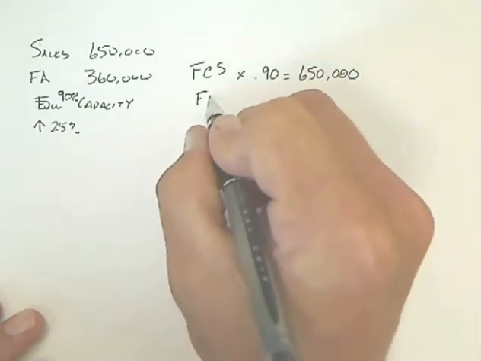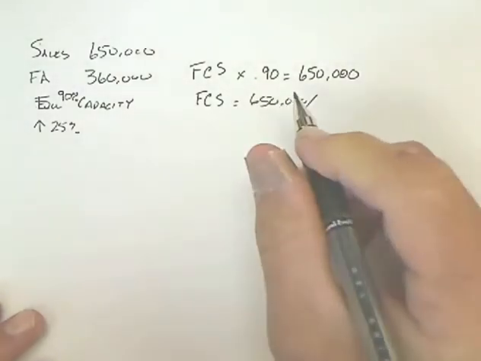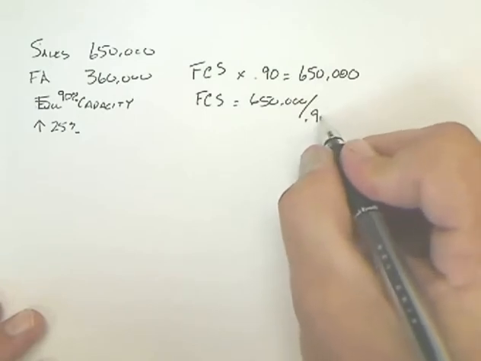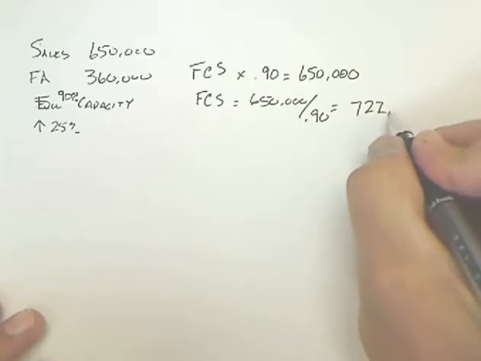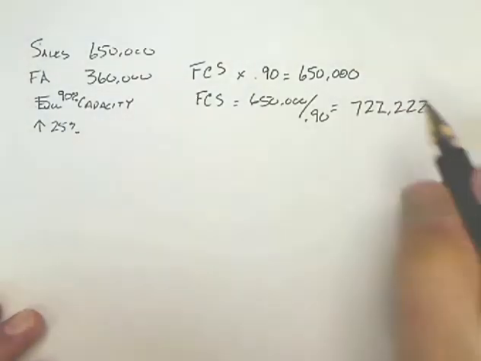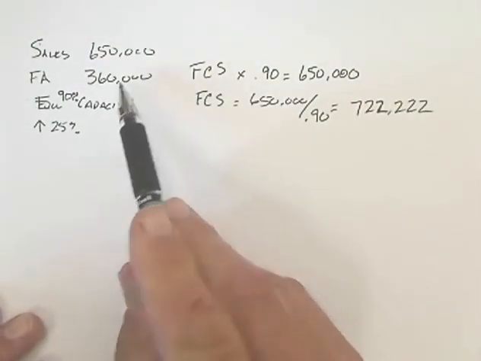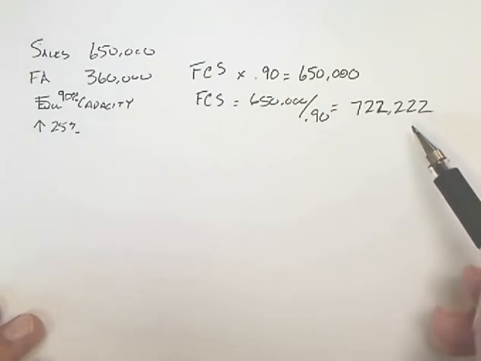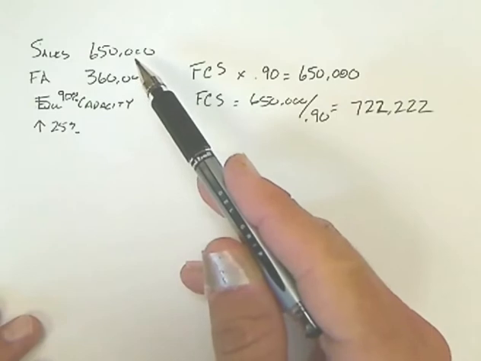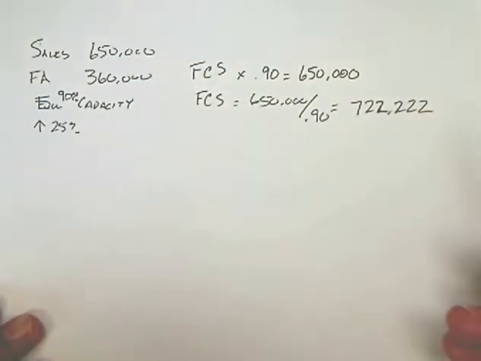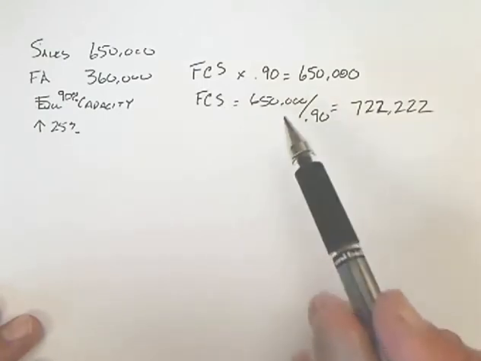So we can back into full capacity sales by taking our 650 and dividing by 0.9 to get 722,222. So with 360,000, we could support sales of 722,222. And if our 25% increase in sales had only gone to 710,000, you could say fixed assets remain unchanged. I'm going to use the 360,000 and plug that into the answer.